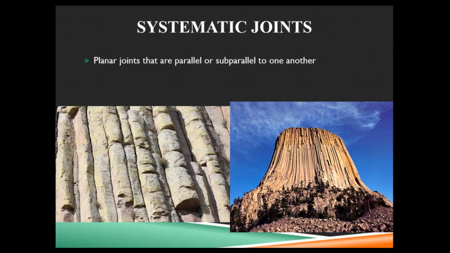So when we have these planar parallel joints, or at least subparallel, so close to parallel, they're systematic. For example, here on the right, you can see Devil's Tower, one of the most famous examples of regular systematic jointing. A special case, which we'll talk about shortly, for the exact type of systematic jointing. But you can see that the joints are very close to parallel. Even where they curve, they're all curving to match each other.